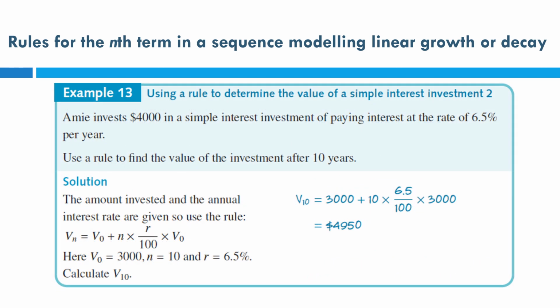Next example, very similar in nature, simple interest investment of $4,000. The rate there is 6.5% per year, and we're asked to write a rule to find the value of the investment after 10 years. So they just want the rule, don't they? They just want the rule. That's in this case.